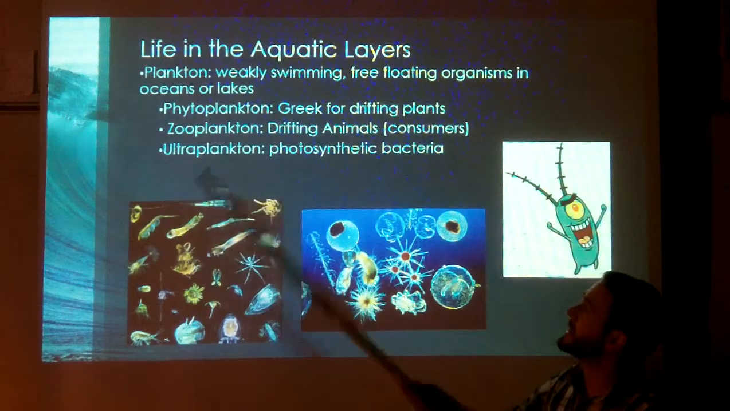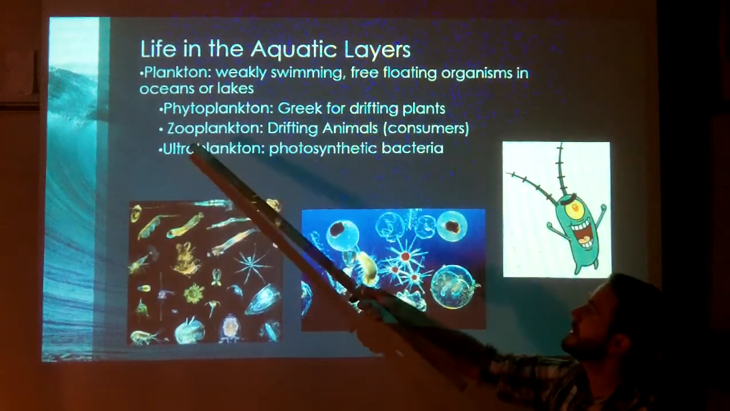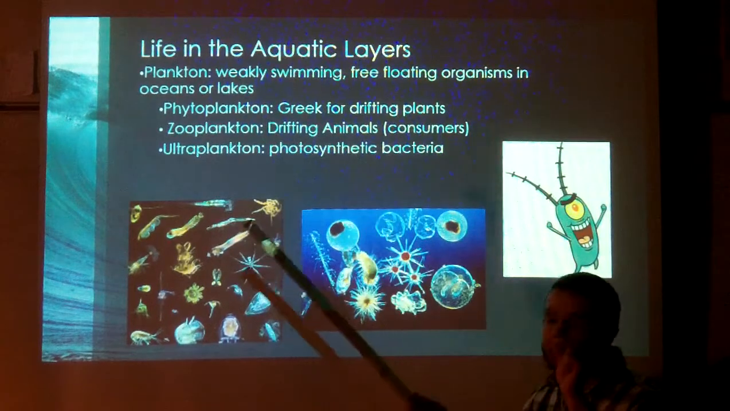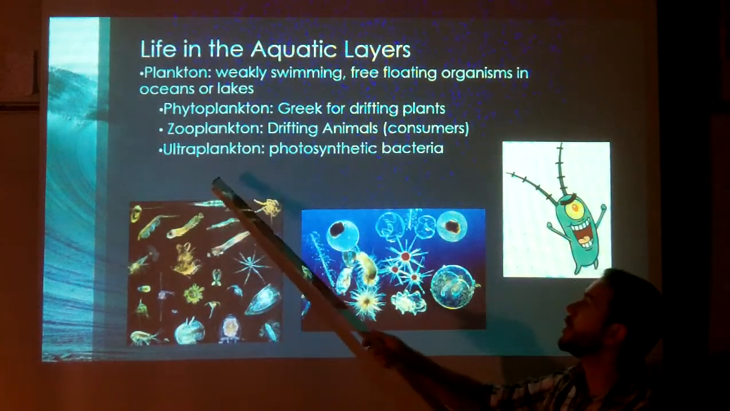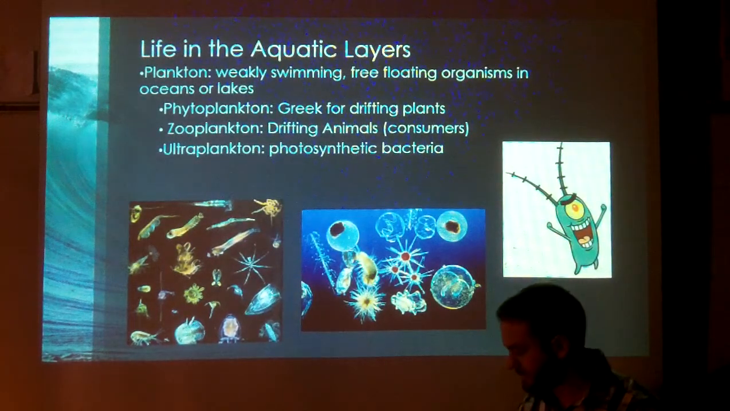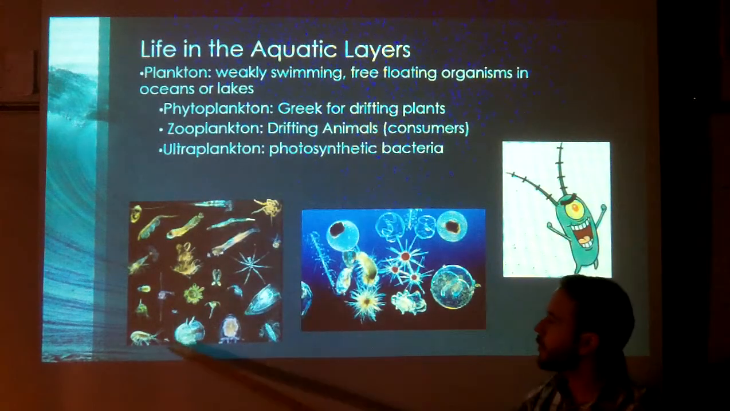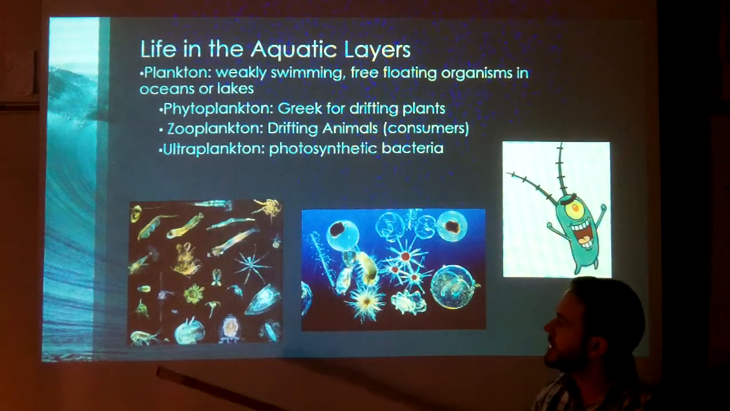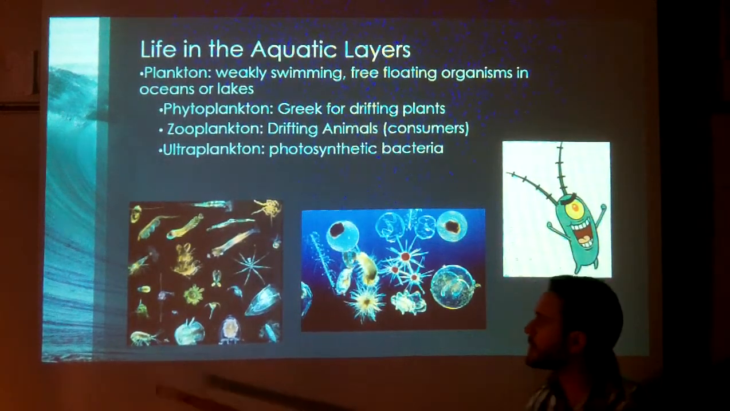So we've got phytoplankton. These are our plants. Zooplankton, drifting animals, they're consumers of these little tiny organisms, but they're eating other small organisms or some of the phytoplankton. And then ultraplankton, which is photosynthetic bacteria in the ocean. And here's, again, a host of different types of organisms that are considered plankton. You can see some small fish. We've got probably some type of water flea right over here.